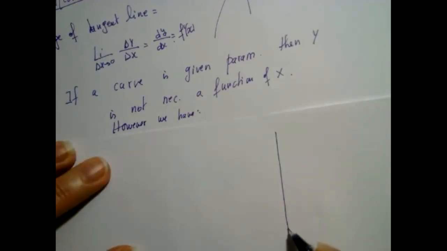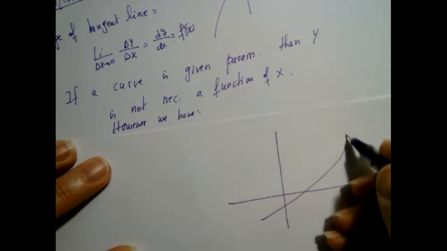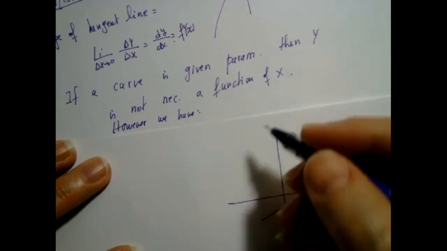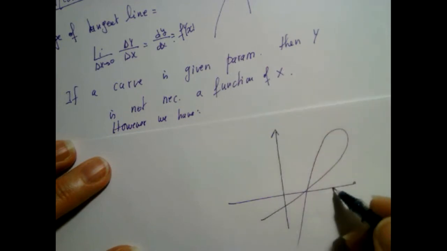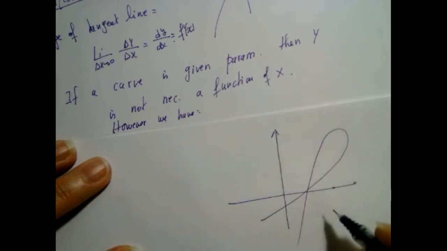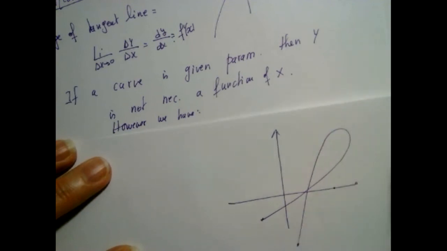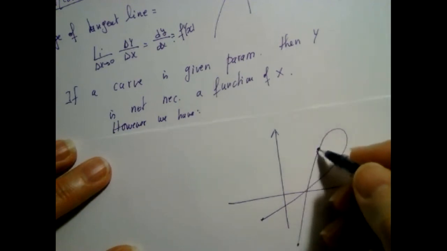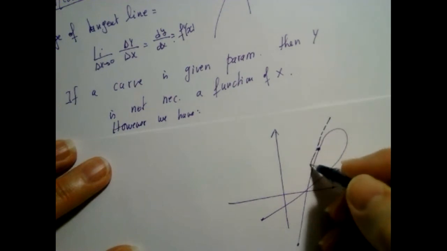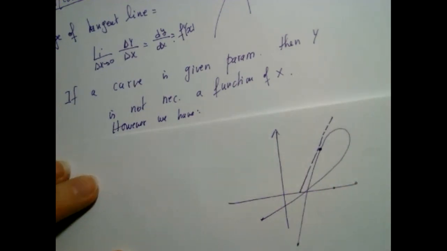So if you have a curve given parametrically, y is not a function of x, but it's given parametrically. It means that every time we have basically the position. We still have a curve and we have a tangent line. So this is the formula.